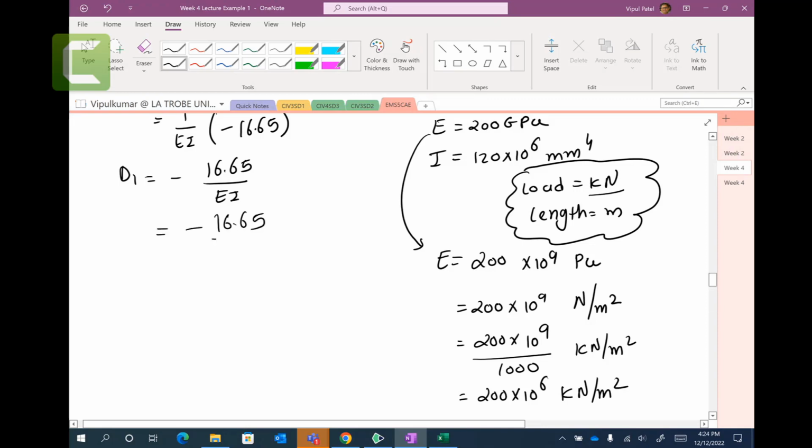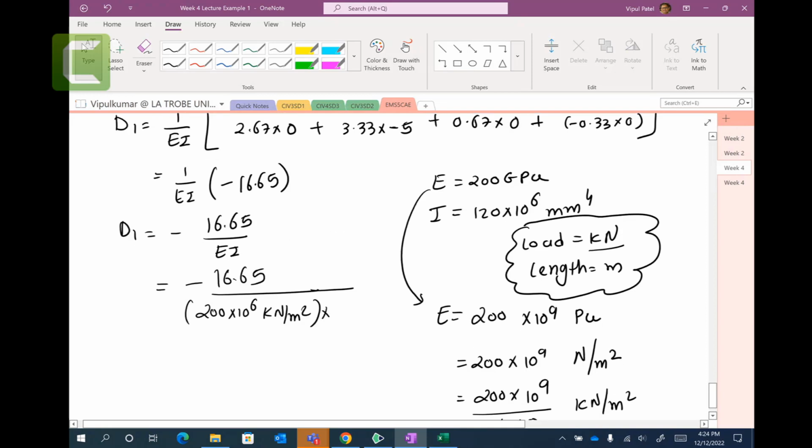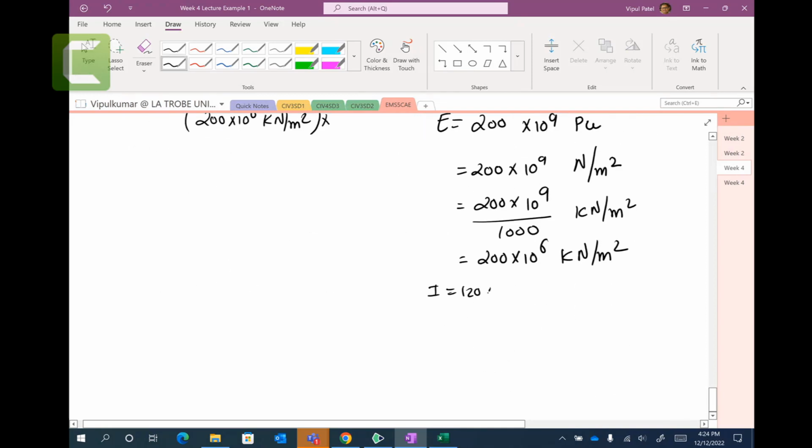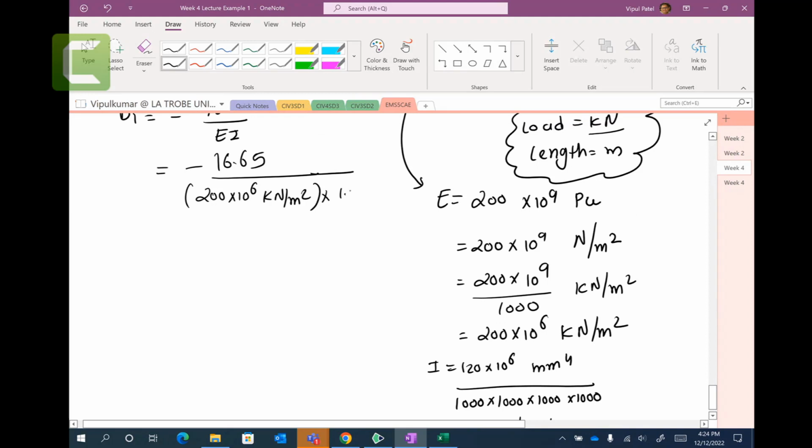So minus 16.65, with E equal to 200 times 10 raised to 6 kilonewton per meter square. That is your EI value, and you have I equal to 120 times 10 raised to 6 millimeter to the power 4. If I want to convert that into meter to the power 4, you divide by 1000 four times. So 120 times 10 to the power 6 divided by thousands, four times, you get 1.2 times 10 raised to minus 4 meter to the power 4.